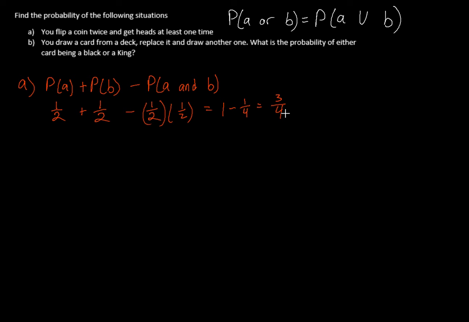Let's see if this one makes sense. Well, you got a 50% chance of getting it on the first flip. So more successive flips later gives you a higher chance. Well, 3/4 is higher than 1/2. So yeah, this makes sense.